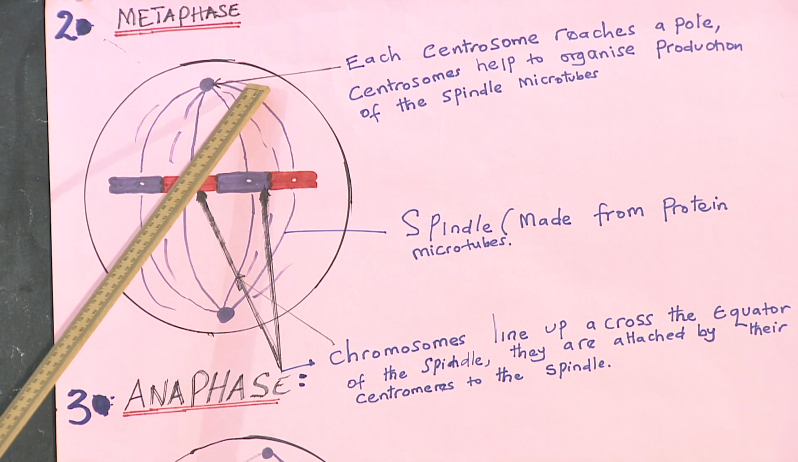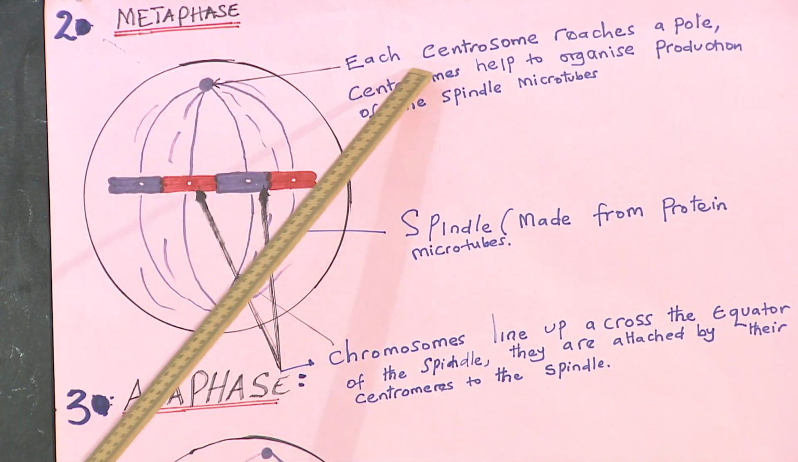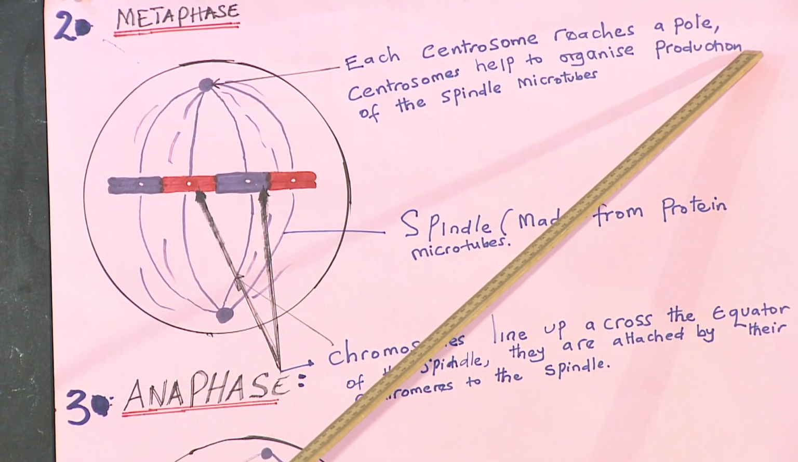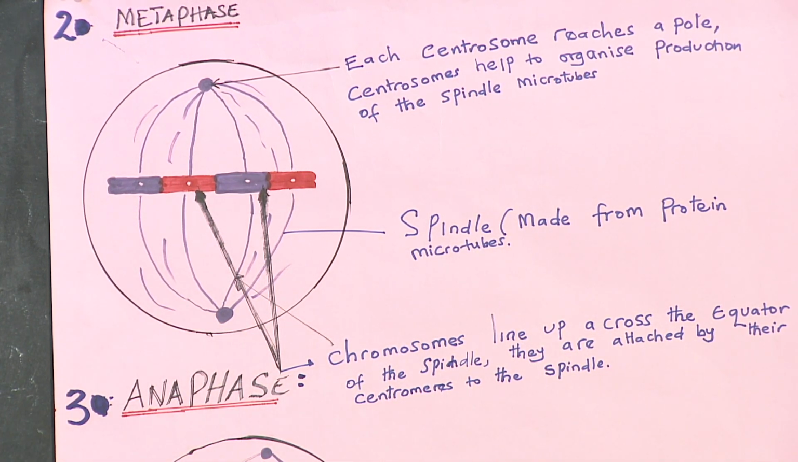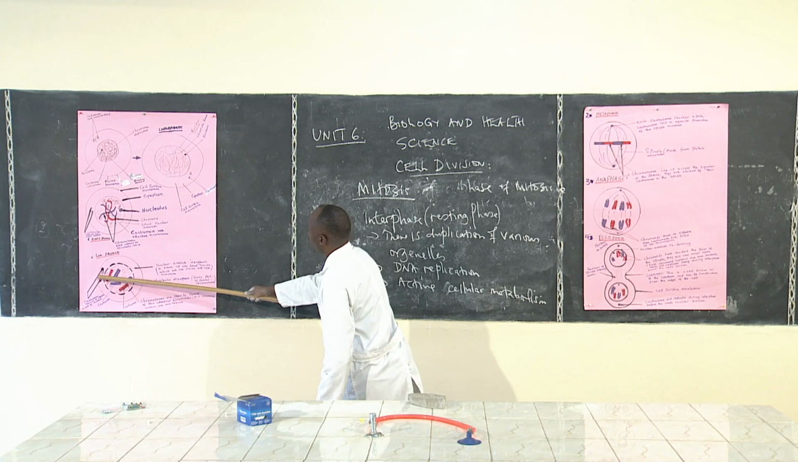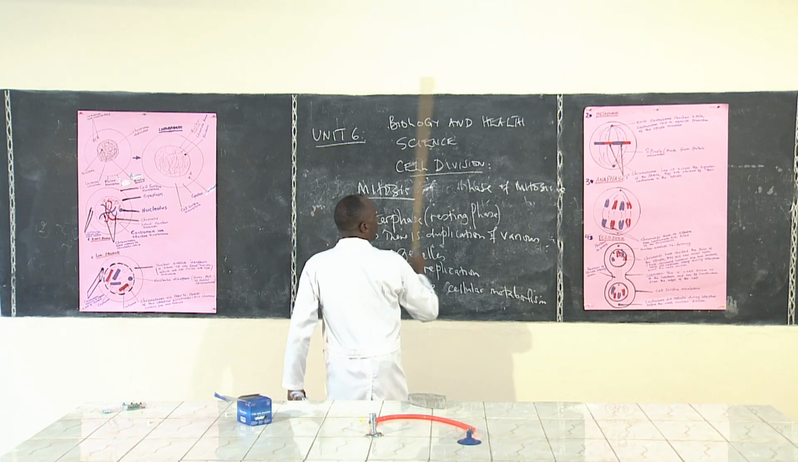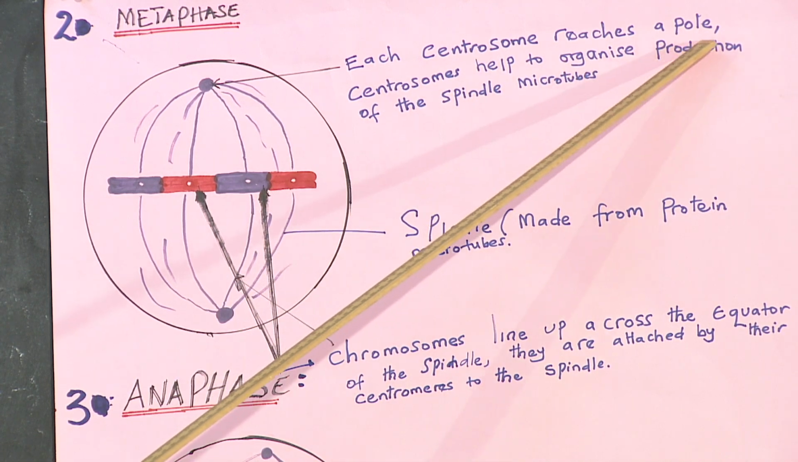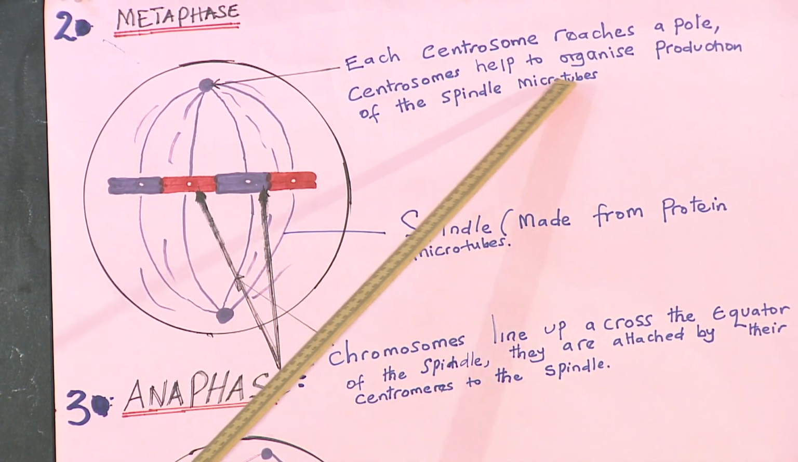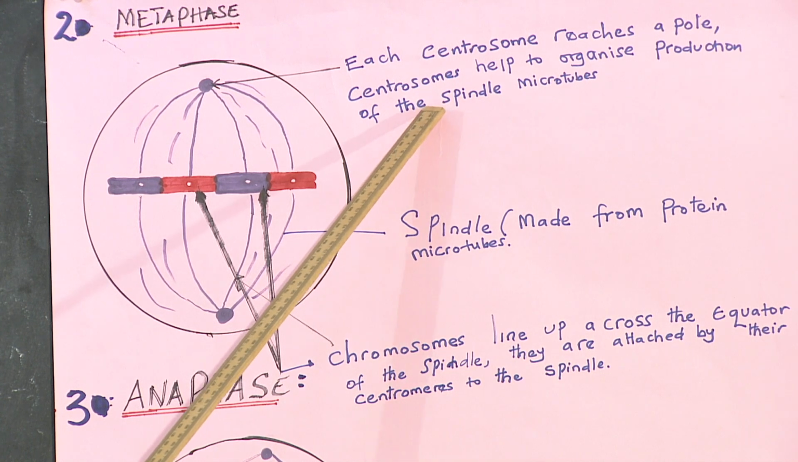You can see now these centrosomes have reached opposite poles, meaning that one moves to the south and another moves to the north. They have reached each pole. Each centrosome reaches the pole and helps organize the production of the spindle fibers.